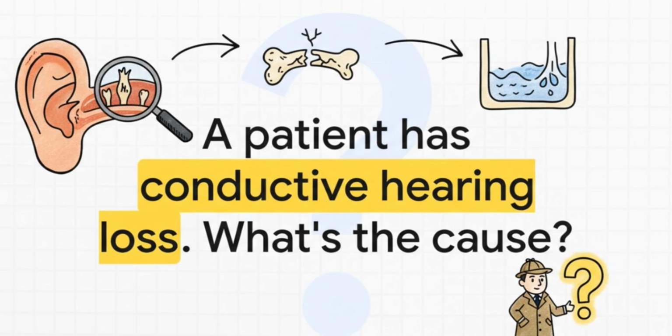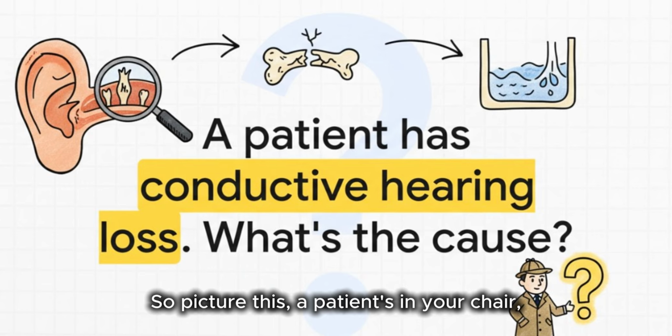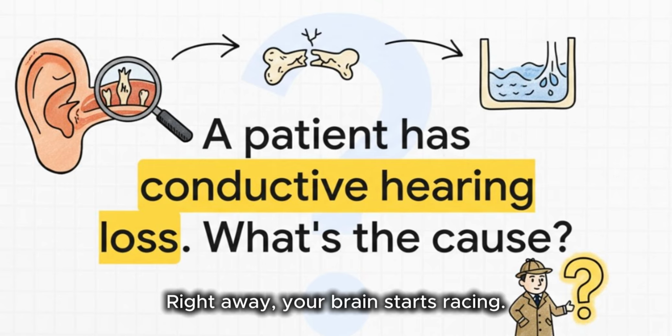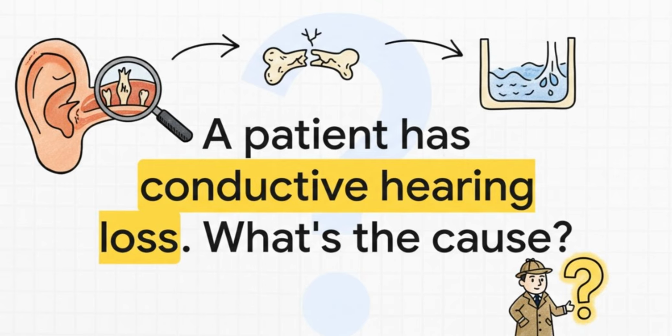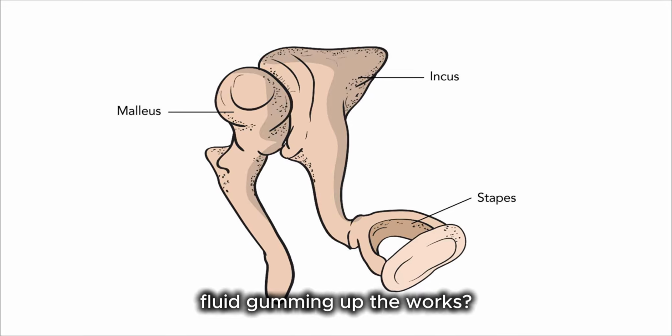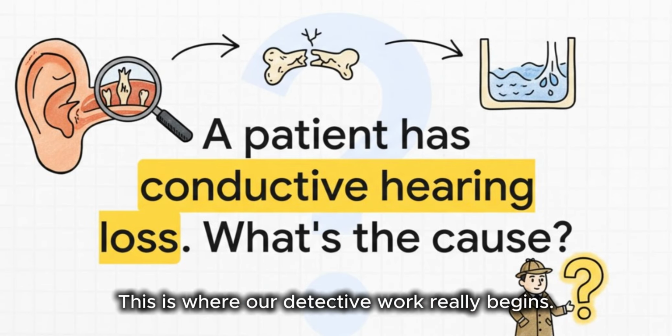So picture this, a patient's in your chair, and the tests show a conductive hearing loss. Right away, your brain starts racing. What's the culprit here? Is it a problem with the tiny bones in the middle ear, or is there maybe some fluid gumming up the works? This is where our detective work really begins.